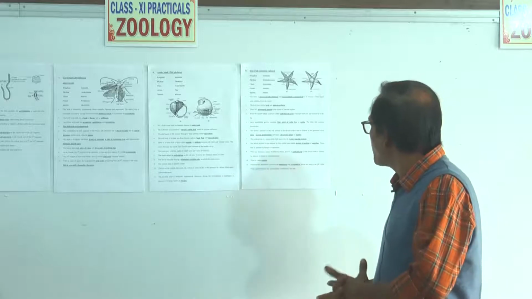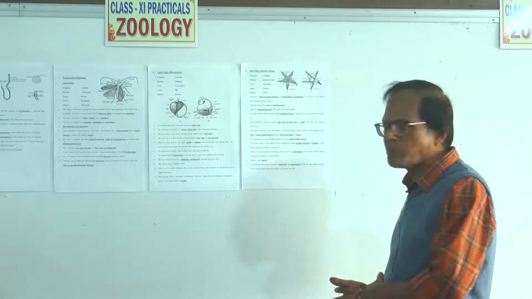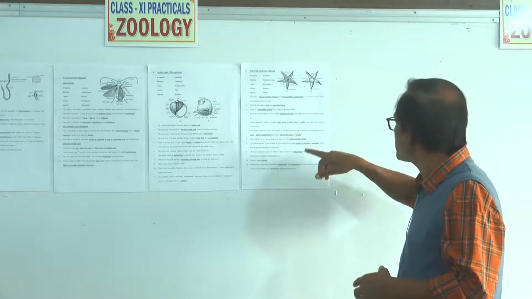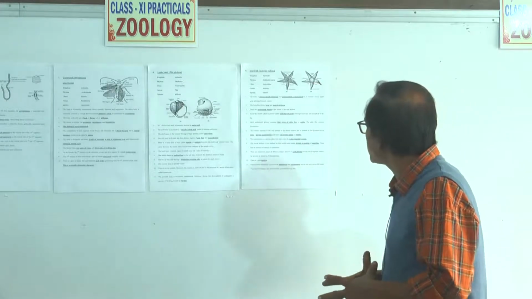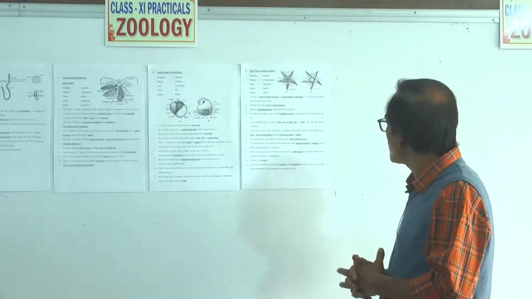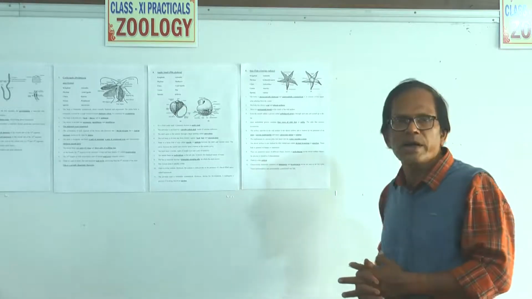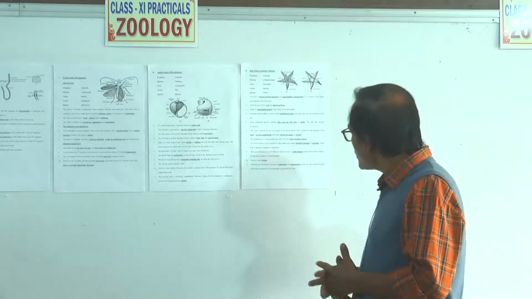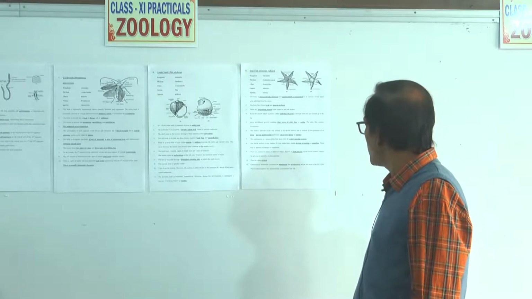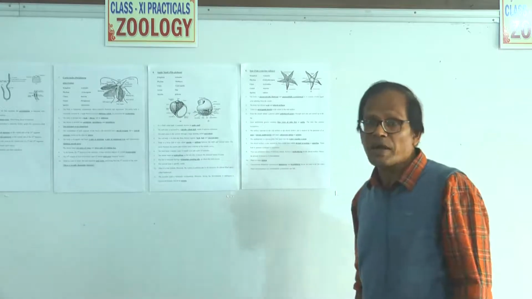The aboral surface is also marked by thin walled sacs called dermal branchiae or papulae. These help in gaseous exchange or respiration. There are numerous spines of different shapes known as pedicellariae on the aboral surface. Hence, the phylum's name is Echinodermata.